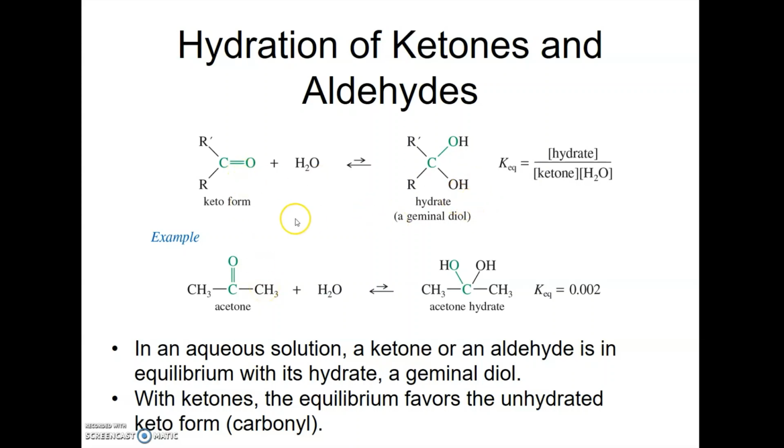When you look at this example, which is about the ketone, you will see that the equilibrium constant is very small. So it means the reaction really is favoring the carbonyl compound, in this case acetone, a ketone. You can do the same reaction with aldehydes and get the hydrate, and the equilibrium constant for aldehydes would be bigger than it is for ketones.